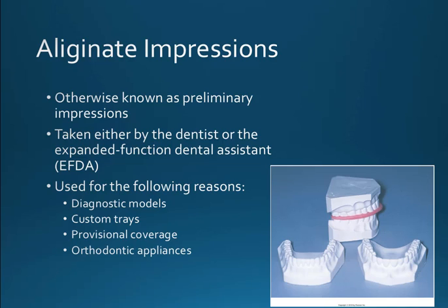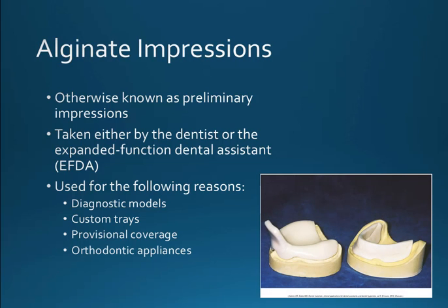First, we use them to create diagnostic models, which you'll notice here a picture of. We have the maxillary and mandibular diagnostic models with a wax bite in there. We can also use them for making custom trays, and we'll be doing this later on in our class as well. So here you can see after we create the alginate impression, we pour it up with a dense type of stone, and we can create custom trays for final impressions for prosthetics.